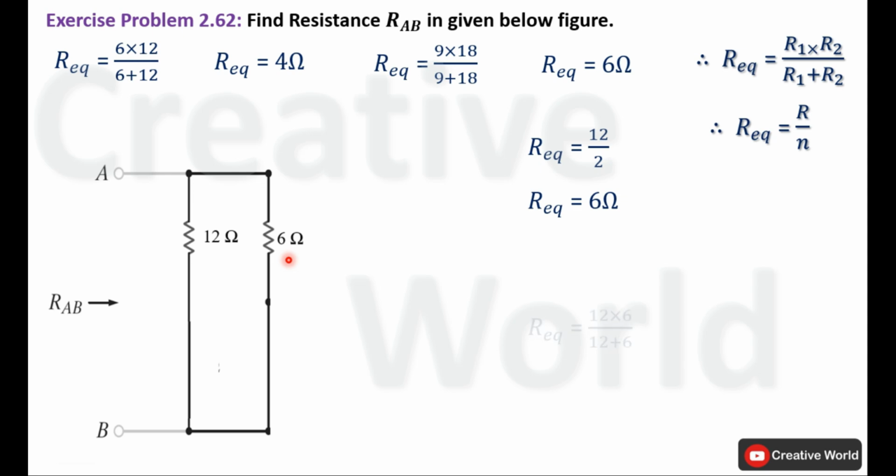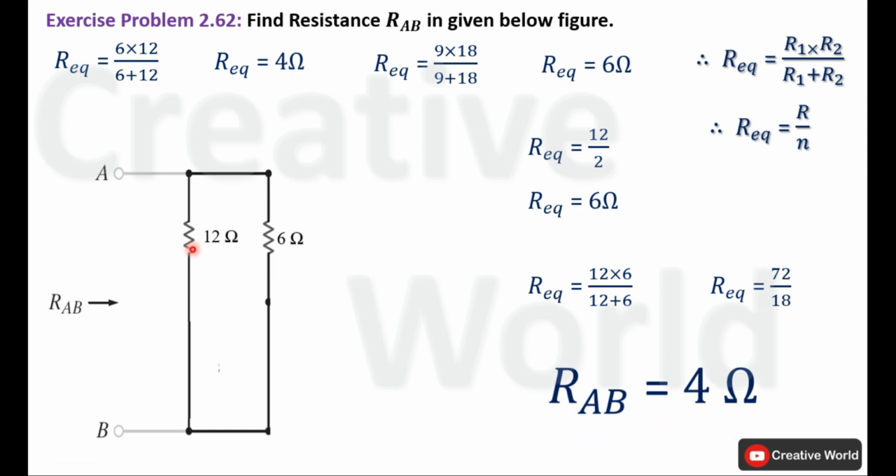Place values inside this equation. Product of 12 and 6 divided by the sum of 12 and 6. Product of 12 and 6 will become 72 divided by the sum of 6 and 12 will become 18. Now divide 72 by 18 to calculate the R equivalent of these two resistances, that is equal to RAB, and the value of RAB will become 4 ohm. So the value of RAB inside this network is 4 ohm.